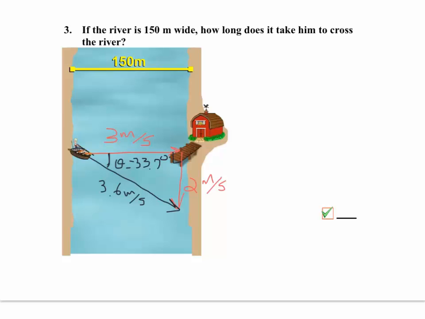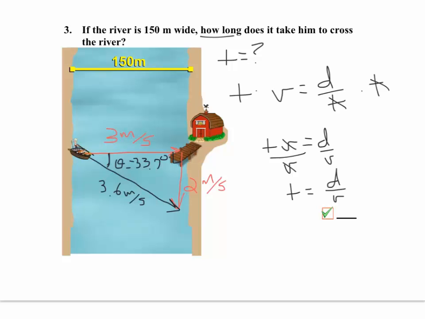So here the question asks for how long, right? That's time. So we need to figure out the time it's going to take our boat to go across the water. And we could do this in many different ways and still get to the same answer. But the easiest way is to use that 150 meters wide that is given in the problem and then plug it into your constant velocity or average velocity equation, v equals d over t.